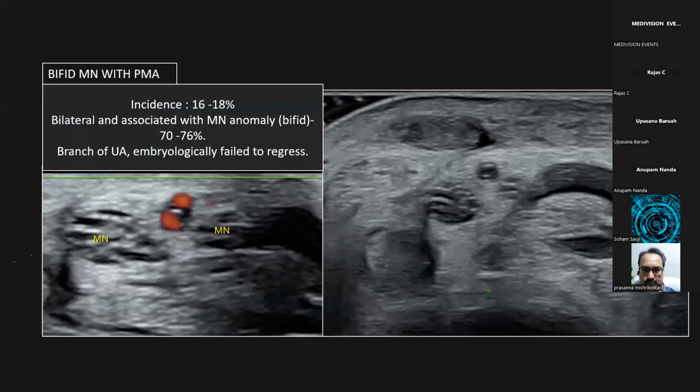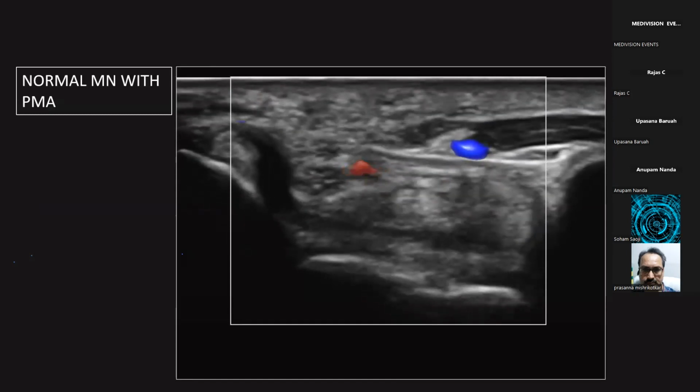The bifid median nerve with a persistent median artery is itself an indication of a causative factor for CTS. It is usually associated with median nerve pathology, usually a bifid nerve in 70 to 76% of cases. Usually the persistent median artery should regress by 8 weeks of intrauterine life, but if it persists or fails to regress, then you can see it. It's not necessary for it to be present with a bifid nerve.